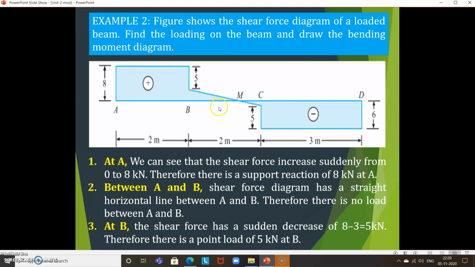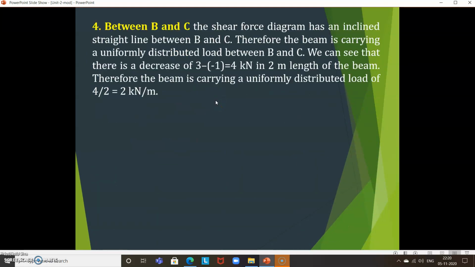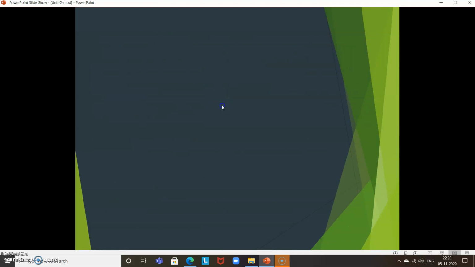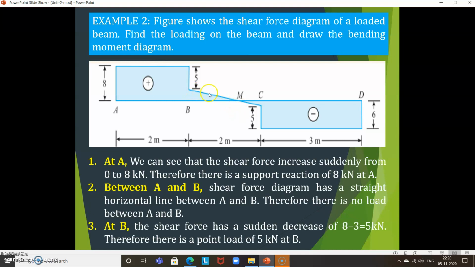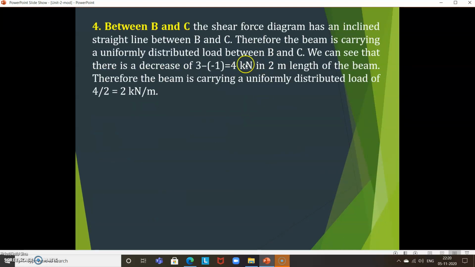Next, between B and C, you can see there is an inclined straight line. Correct? This inclined straight line means a UDL is there between B and C. So, therefore, the beam is carrying a uniformly distributed load between B and C.